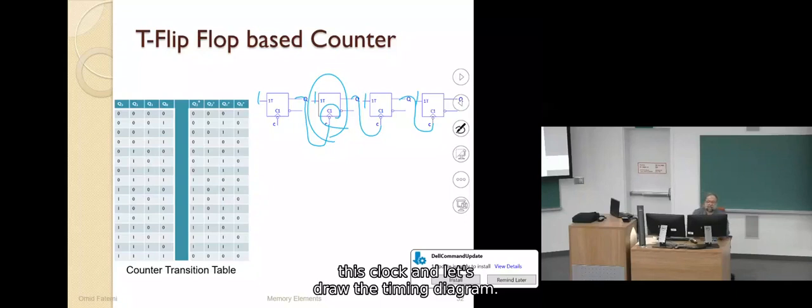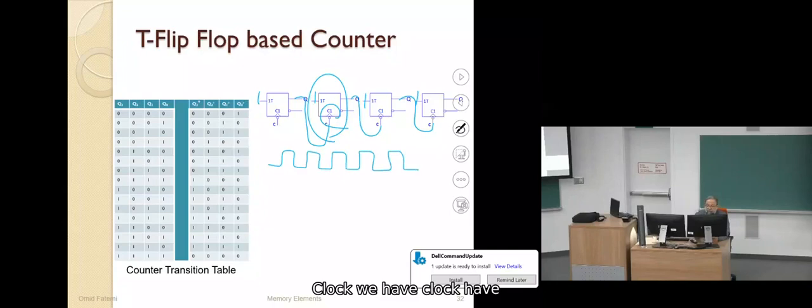So let's draw the timing diagram. We have the clock, and we have Q0. Q0 is 0 at the beginning. With the falling edge of the clock, it goes up.